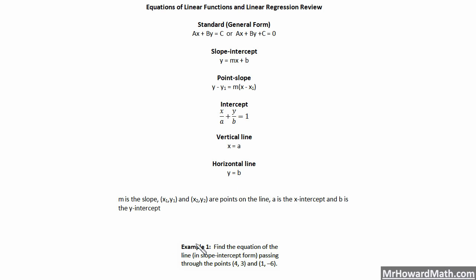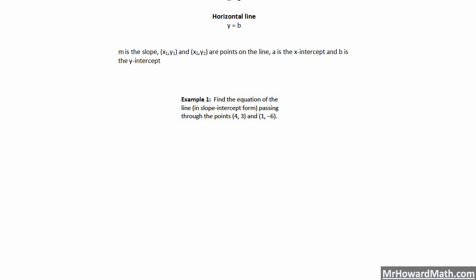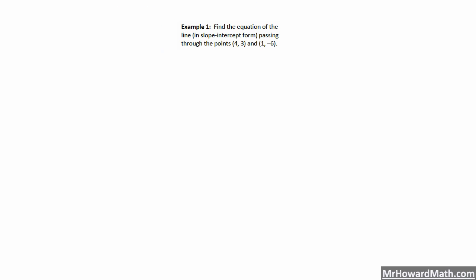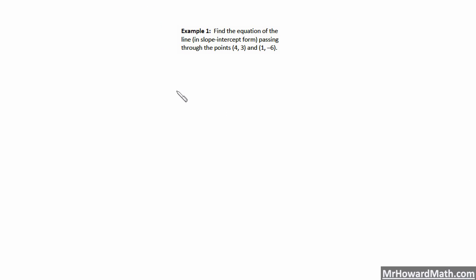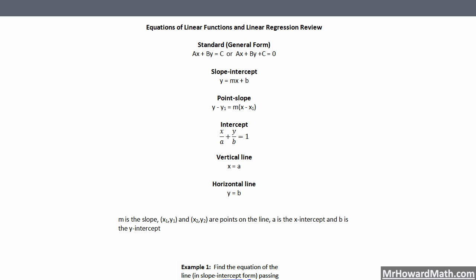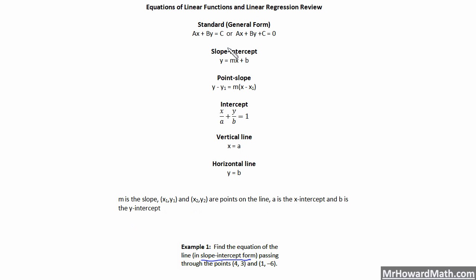Okay, let's look at some examples here. We're going to look at a total of 9 examples, I think. So let's get started here. The first one says, find the equation of the line in slope-intercept form passing through the points (4, 3) and (1, -6). So they're giving us 2 points and they're asking for slope-intercept form here. So we need to end in this form right here.